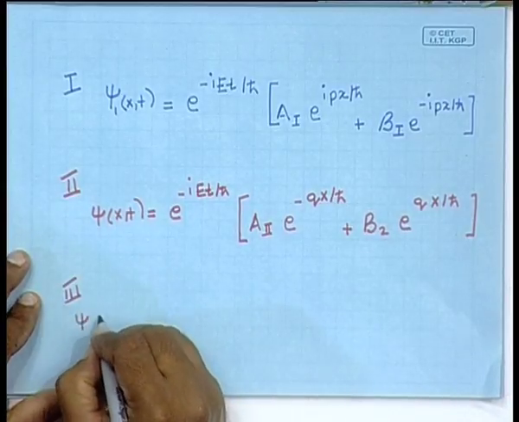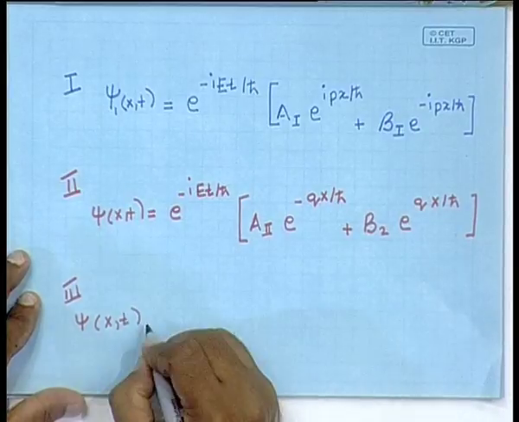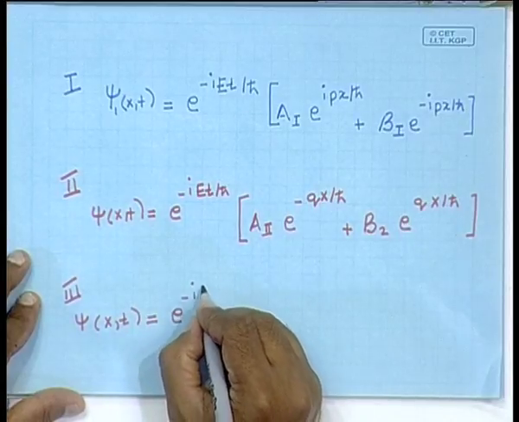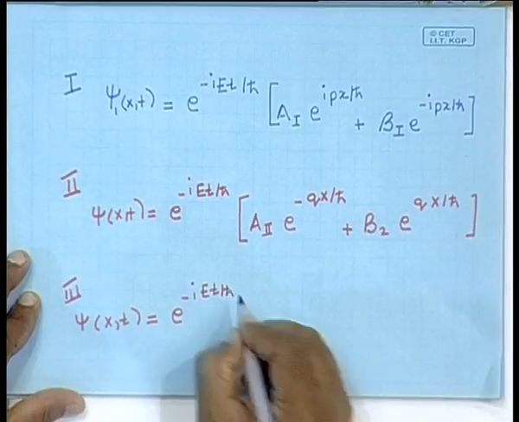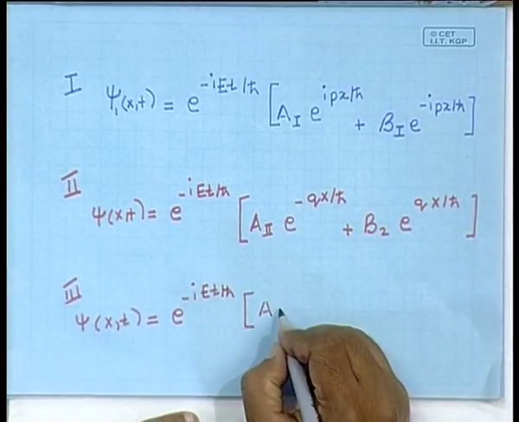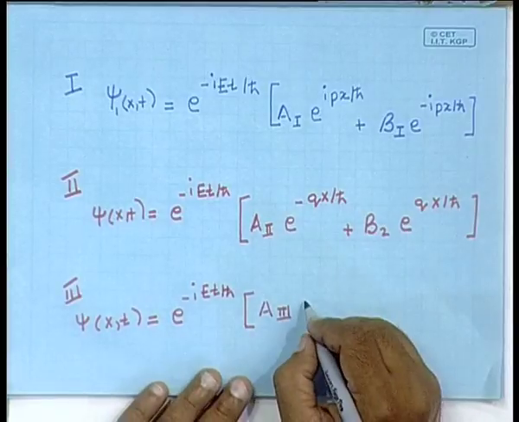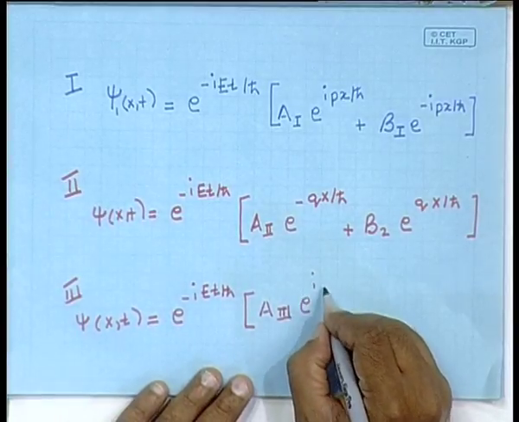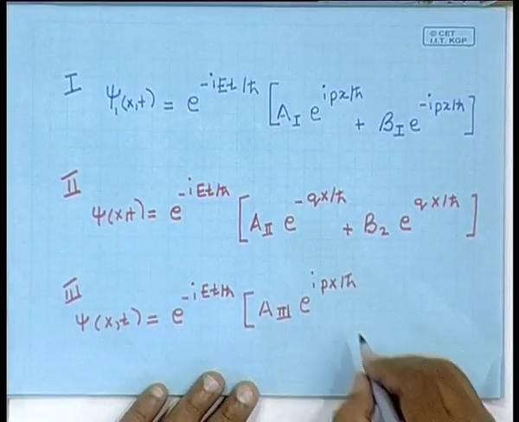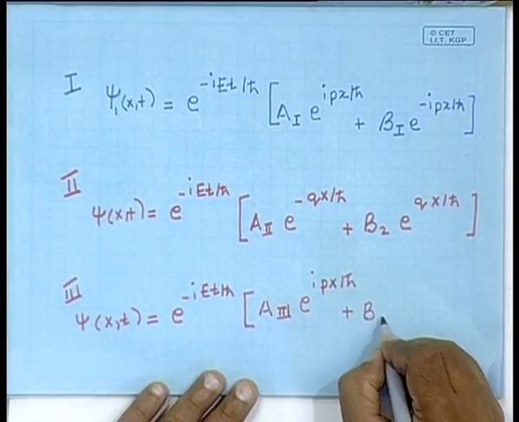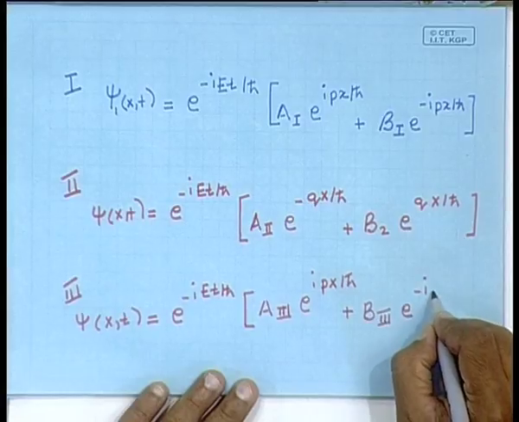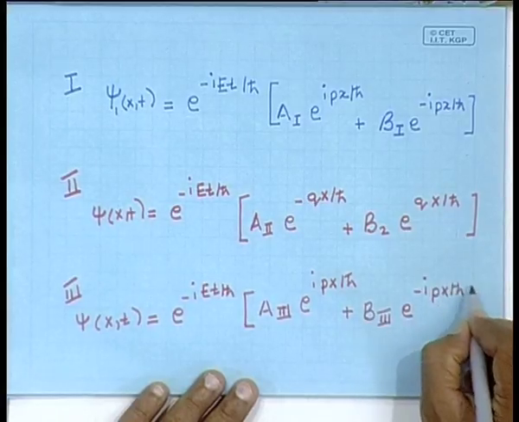In region 3, the wave function is going to be psi(x,t) is equal to, the time part is going to be exactly the same, e to the power minus i E t by h cross, and I will have again two different amplitudes, A3 e to the power i p x by h cross plus B3 e to the power minus i p x by h cross.